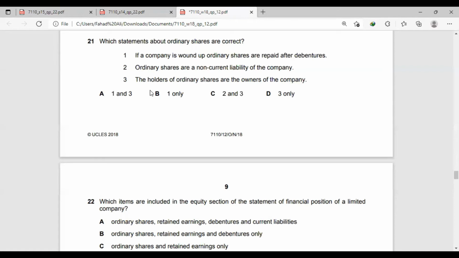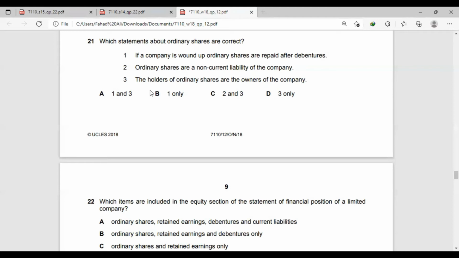If any amount is left out in the end, then only they are paid out of that amount. Otherwise, if there is nothing remaining after paying all the creditors, after paying all the persons from whom we took the loan, we will not get anything if there is nothing left behind. So the A option, the first one, is correct. That ordinary shareholders are repaid after debentures.